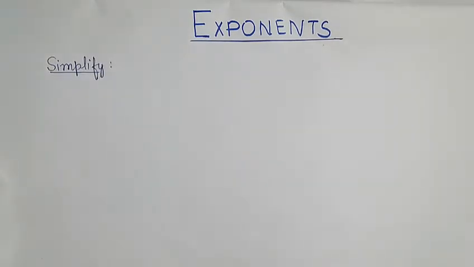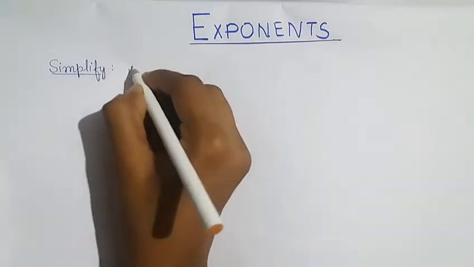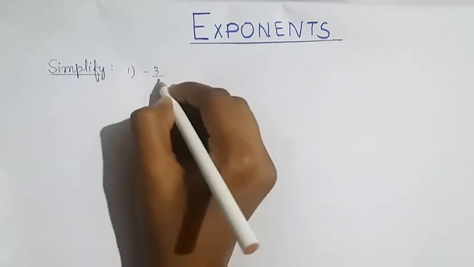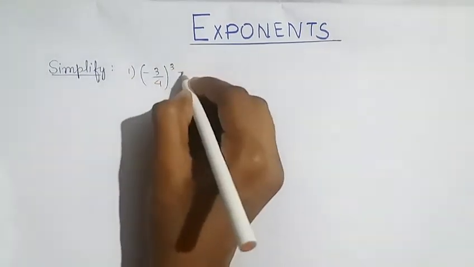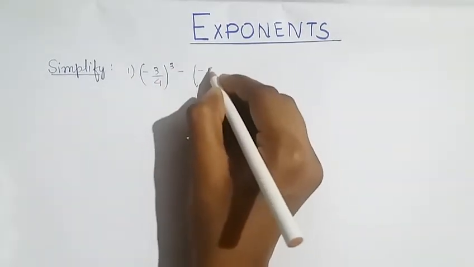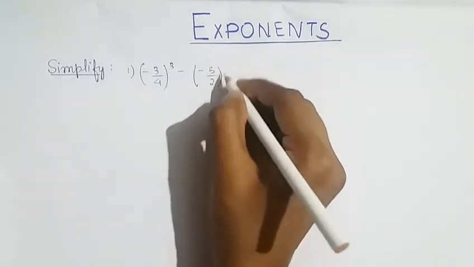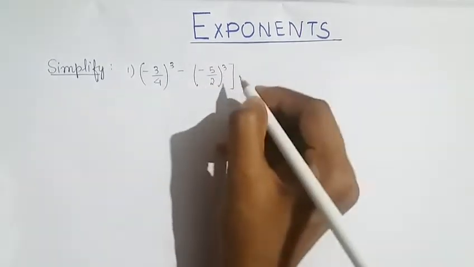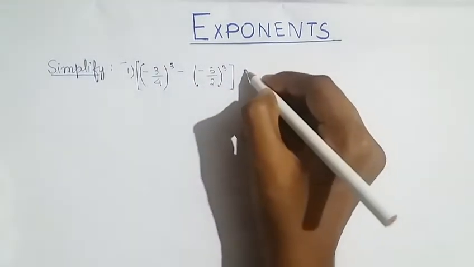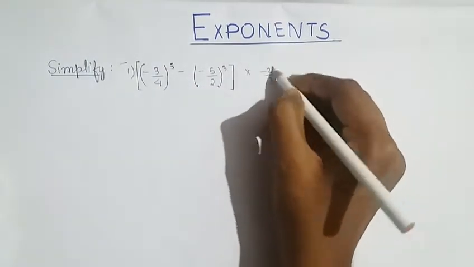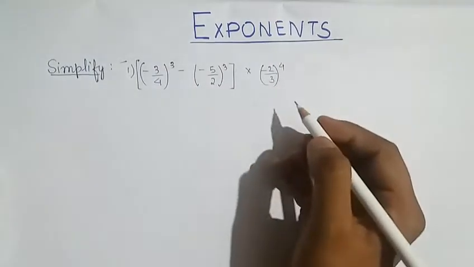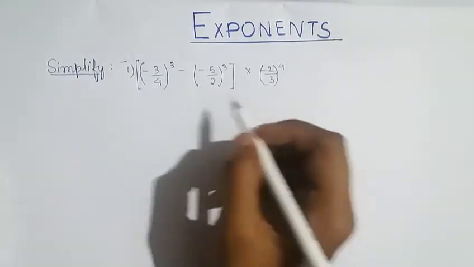So we were doing exponents and powers. Today again I'll solve a few more examples of this chapter. So let's see the question. Number 1 is (minus 3 upon 4) whole to the power 3 minus (5 upon 2) whole to the power 3, under bracket, into (minus 2 upon 3) whole to the power 4. We will start solving this question by solving the bracket first.